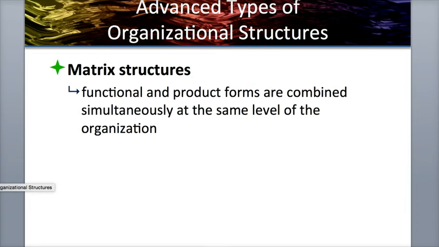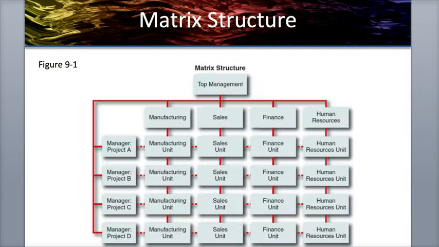Now, a matrix structure is a different type of structure. It's a little bit more confusing, but its functional and product forms are combined simultaneously at the same level of the organization. So sometimes it's better in a picture. So here we have a picture, and what we're really seeing is this matrix structure where you've got your top management at the very top controlling everything, but we're letting project managers run sort of divisions.